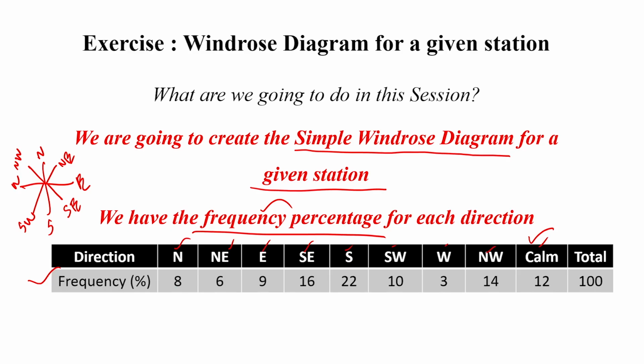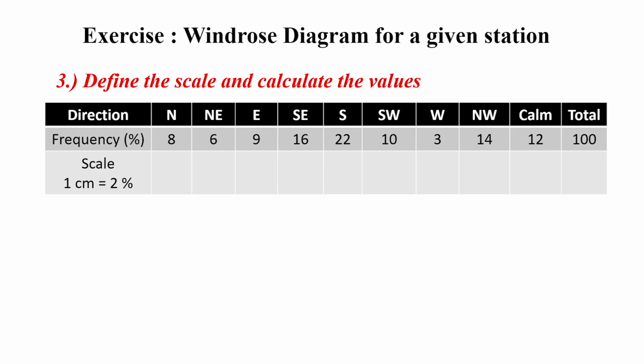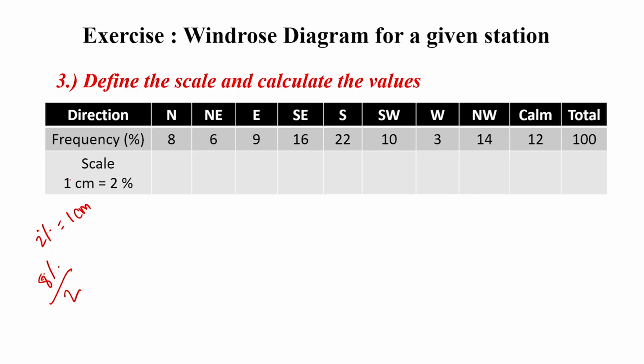I hope you are again clear with the frequency percentage. I have given you the frequency percentage now, and what I am telling you is that 2% of my frequency I am going to represent with 1 centimeter from my scale. So, I have 8% as frequency here. Now, I will divide it by 2, so that I get the total distance I should draw with my scale. So, for 1 centimeter it is 2%, which means for 8%, what is the centimeter? It will be 8 divided by 2, which is 4 centimeters.